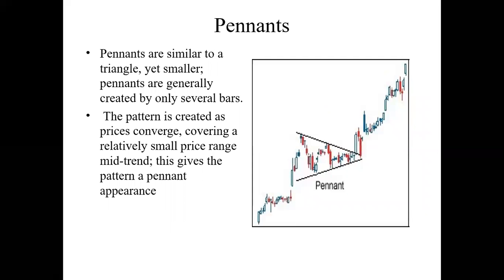Now comes the pennants. Pennants are similar to the triangles we have already seen, yet smaller. Pennants are generally created over only several days. That is the difference between the triangle and pennants. The pattern is created as prices converge, covering a relatively small price range mid-trend, which gives the pattern a pennant appearance. We can see in the graphical representation the movement of the sticks. Here, from here to here, these are called pennants.